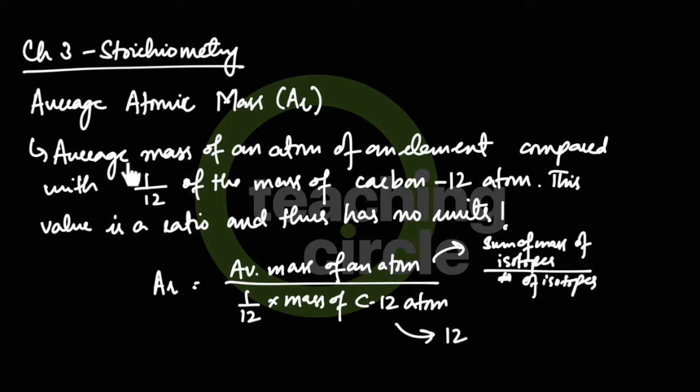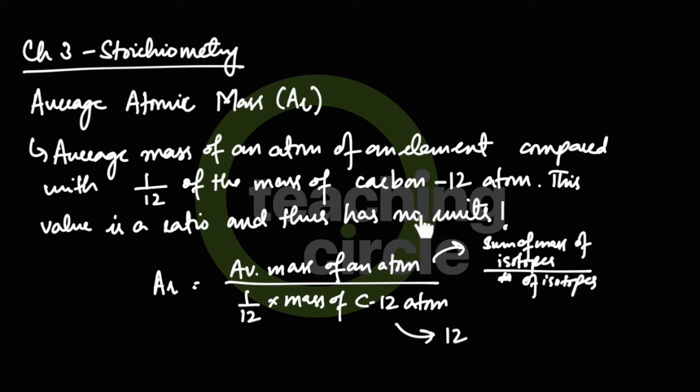So why do we have average mass of an atom written here? Remember that there are different isotopes within the same element. By taking the average mass of an atom, we're taking into account all the different isotopes that are present. So the average mass of an atom would basically be the sum of the mass of isotopes over the number of all isotopes. We're using the carbon-12 atom as a standard here.